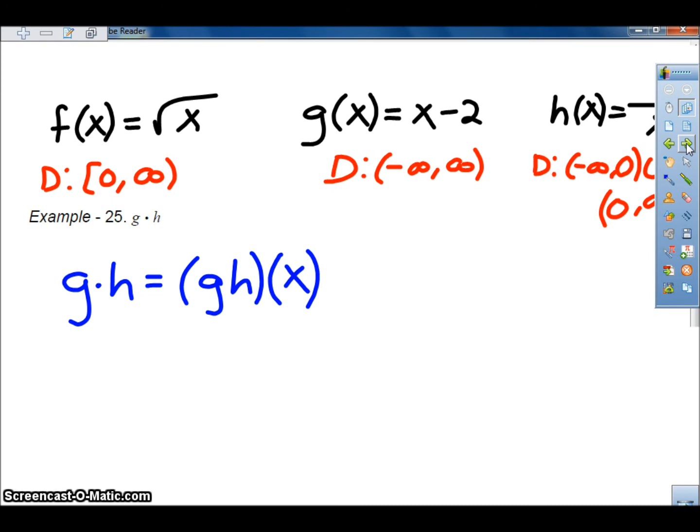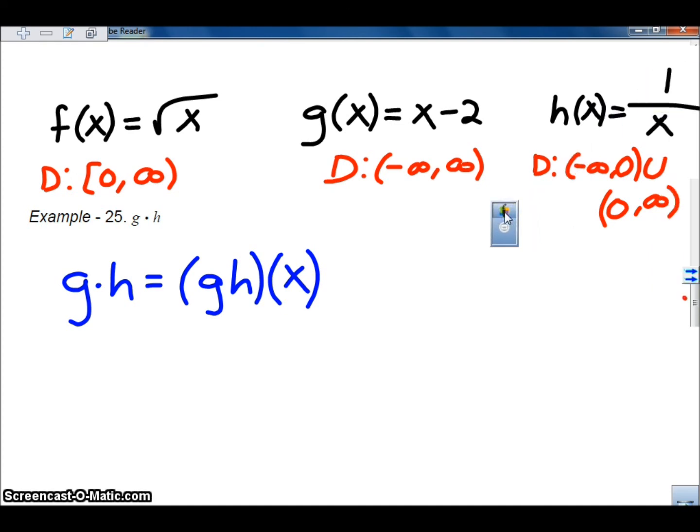Before we get started, I just wanted to point out the domains of these functions. f of x has a domain of 0 to infinity. g of x has a domain of negative infinity to infinity. And h of x, being the function 1 over x, has a domain of negative infinity to 0, union 0 to infinity, because what we're doing there is we're leaving out the number 0. x is not allowed to equal 0 in that function, so we're skipping over 0. All right, and we want to find the function g times h, which is g times h of x. So let's go ahead and do that.